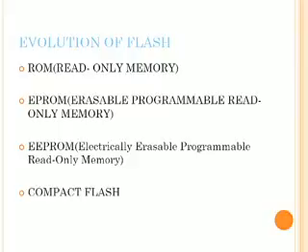The last one is the compact flash. The compact flash has the ability to erase and re-record single memory cells. Unlike the EEPROM, which had to be completely erased before any new data could be stored.